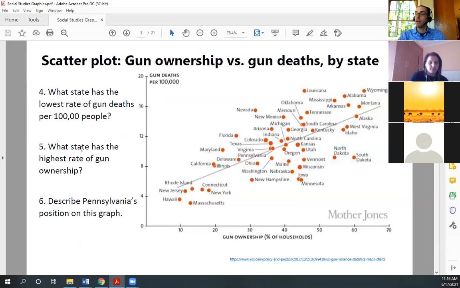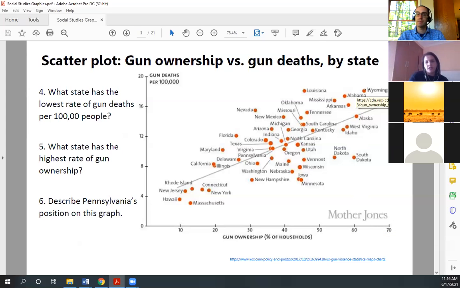Okay, but number 5, what state has the highest rate of gun ownership? Wyoming, Alabama. Yeah, it looks like Wyoming, right? Because they are farthest to the right on this. And it looks like maybe, I don't know, 62, 63%, somewhere in there.